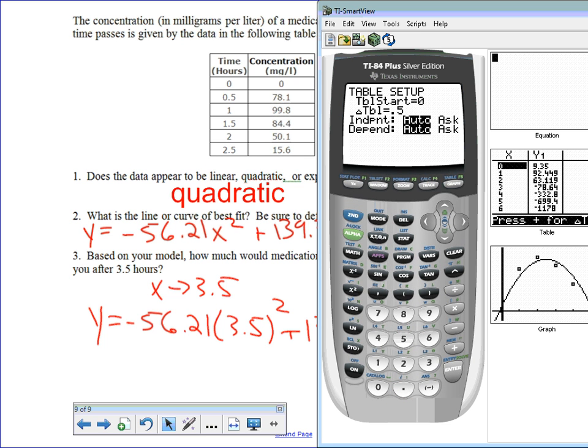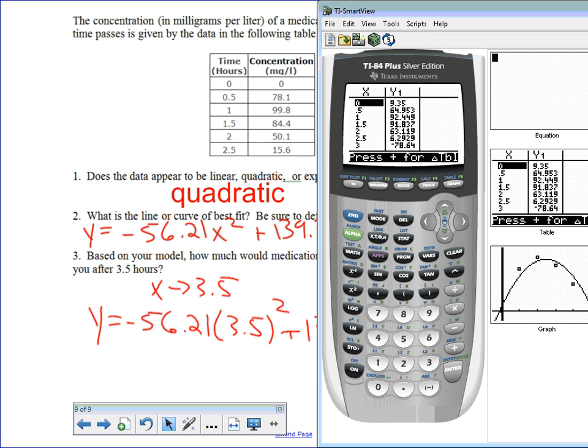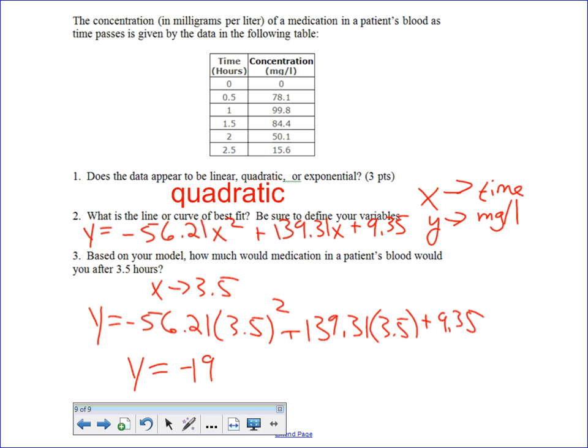So now, when I go to my table of values, starting at 0, this is not our actual values, this is what our prediction equation is predicting for medicine concentrations at these different times. And as you can see, at 3.5, it's giving me the value that I would get if I had calculated this out, which is y equals negative 191.7 milligrams per liter. But this is where we have to ask ourselves, can we have negative values of medicine in our blood? And the answer is no.